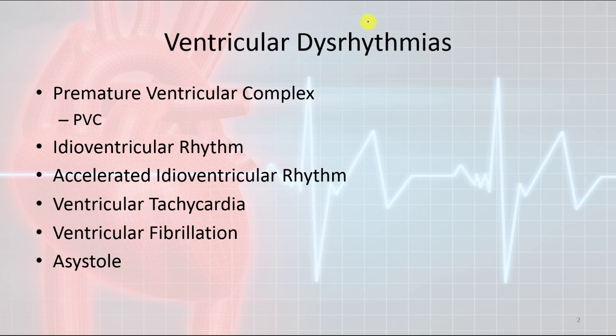In this presentation today, we're going to cover ventricular dysrhythmias or ventricular rhythms. We're going to cover the premature ventricular complex, the idioventricular rhythm, the accelerated idioventricular rhythm, ventricular tachycardia, ventricular fibrillation, and asystole. Although asystole is not a ventricular dysrhythmia, I like to cover it in this chapter anyway because asystole doesn't really fit into any other presentation.